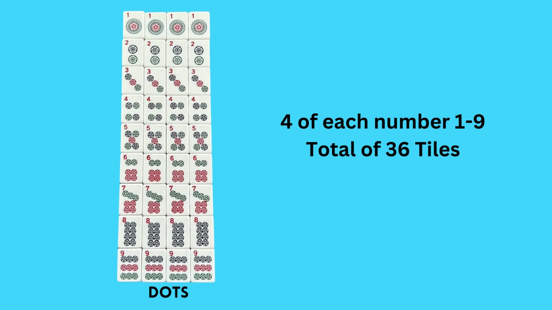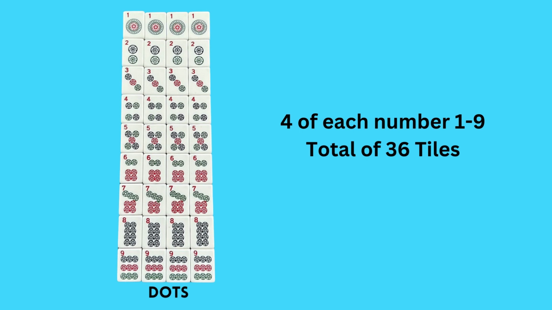Then we have our dots. This suit tile doesn't have any primary color, but we're going to talk more about that a bit later. But there are 4 of each of these, also numbered 1 through 9, for a total of 36 tiles.